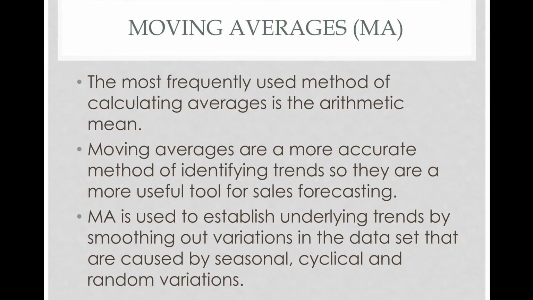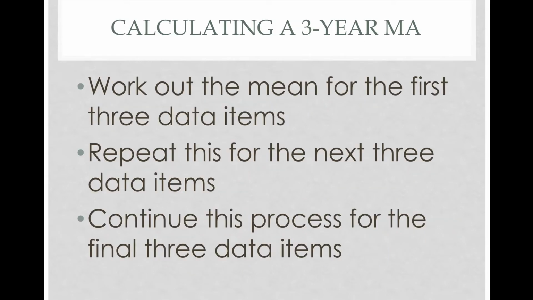So that moves us into moving averages, which is the main section of forecasting. You need to be able to calculate moving averages as 3-part and 4-part moving averages, and it helps you set these trend lines and predict your sales so that you can make decisions as a business. Moving averages are a more accurate method of identifying trends, and they're really useful for sales forecasting. Moving averages try and establish underlying trends. What they do is they try and get rid of these random variations and the cyclical and seasonal data. They try and smooth it out so that you have a more accurate line, and it helps you make better decisions. So there are 2 types.